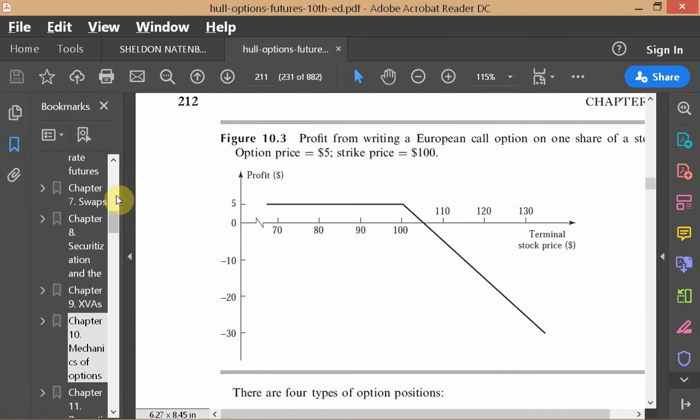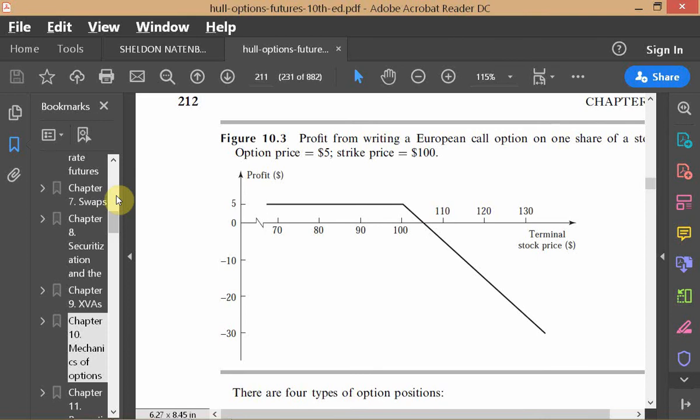See, let me explain the rule once again. For exercise, the rule is very simple, whether you'll exercise an option or not. Your question of exercising the option only arises when you're long the option. When you're short, that's not your decision to make, because the other guy is making that decision. So you only have to decide whether to exercise or not when you're long the option.